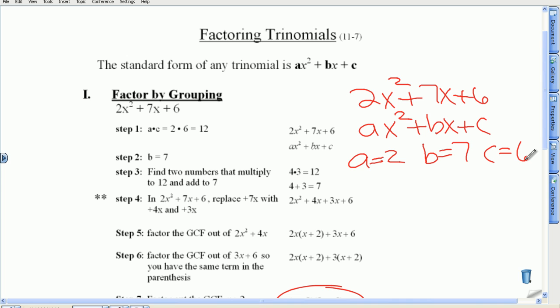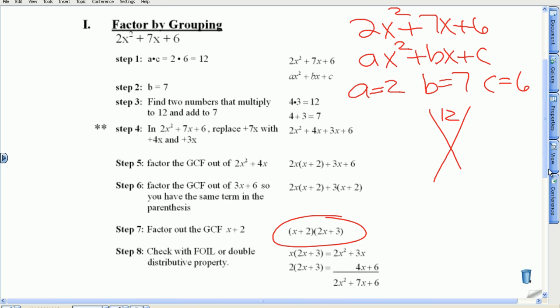We want to find numbers that multiply to be ac. So a is 2, c is 6, 2 times 6 is 12. You'll notice I'm using the similar setup of the puzzles that we worked with in class yesterday. I want to also find those factors of 12 that add to be 7. So I'm going to put a 7 right here. Following the rules for the puzzles we were doing, factors of 12 that add to be 7 would be 4 and 3. 4 times 3 is 12. 4 plus 3 is 7. We are going to replace 7x in the original expression with 4x and 3x.